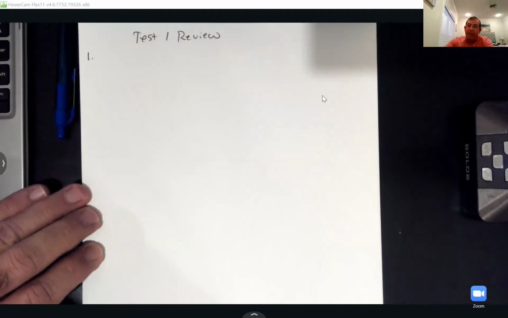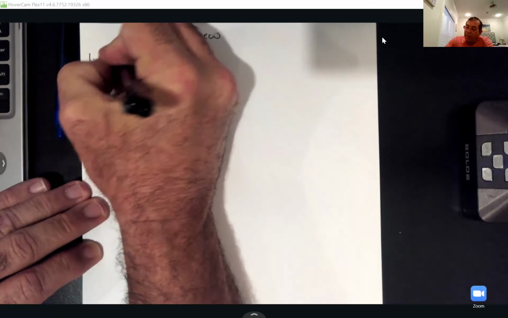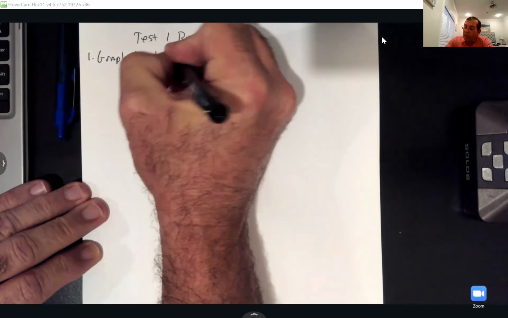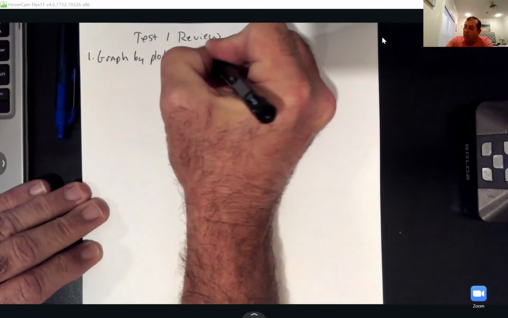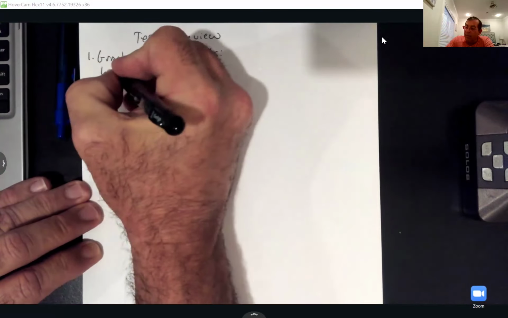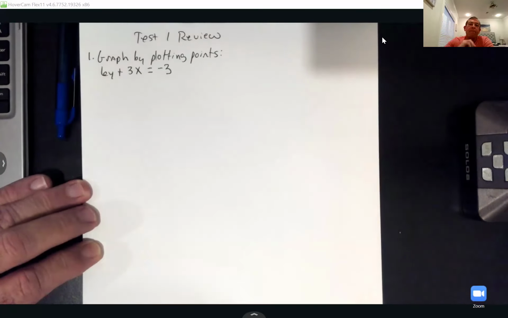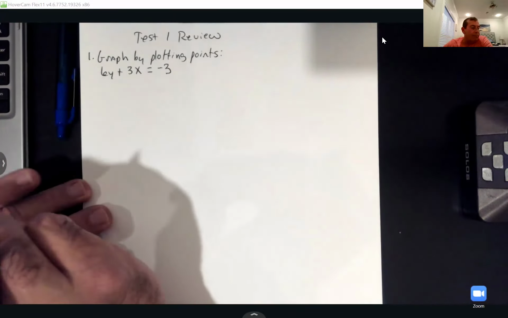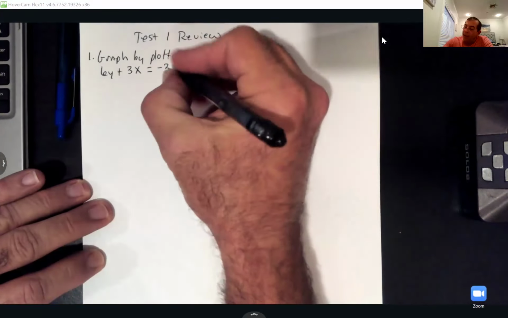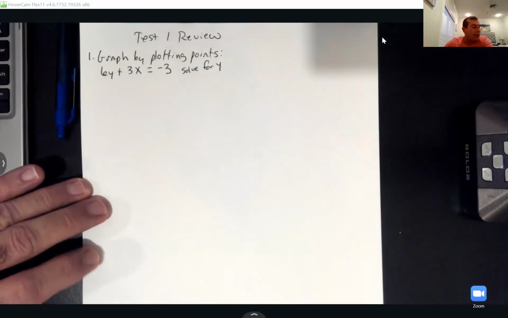So the first three were graphing type questions here. Let's see. Number one wanted me to graph by plotting points. And they're giving us 6y plus 3x equals -3. So I'll do these by hand. If you do this on the calculator, you got to solve that for y for sure on that calculator. So I'm actually going to do that by hand also. I'm going to solve this for the y.